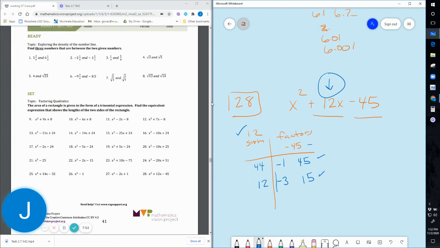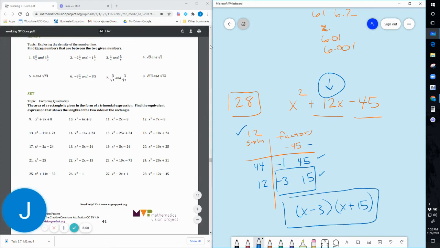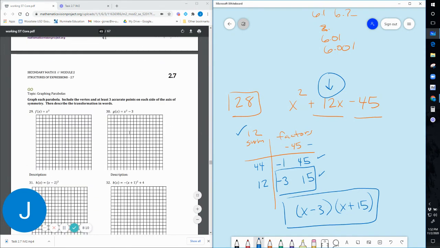Ding, ding, ding, ding. So I found my answers, and I'm going to write it like this. And it doesn't matter if you put the 15 first or the negative 3 first. This was the correct answer. So that's how you do number 9 through 28.